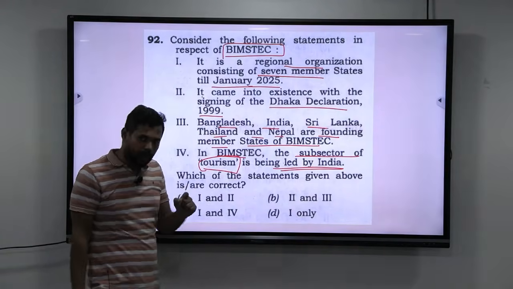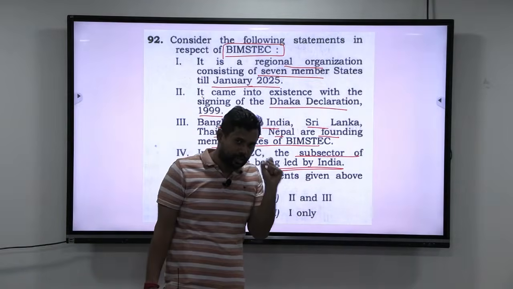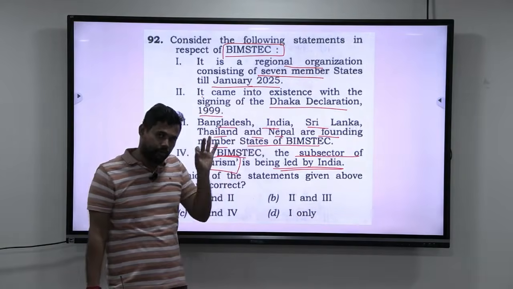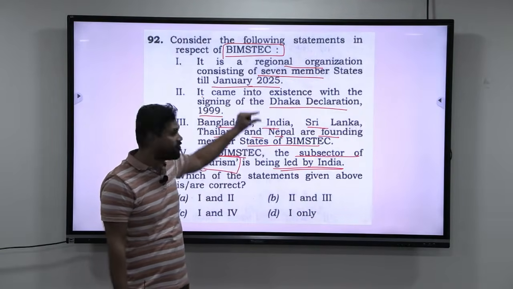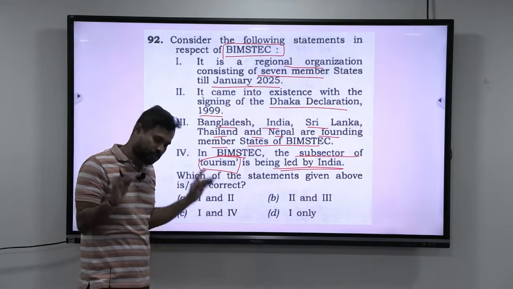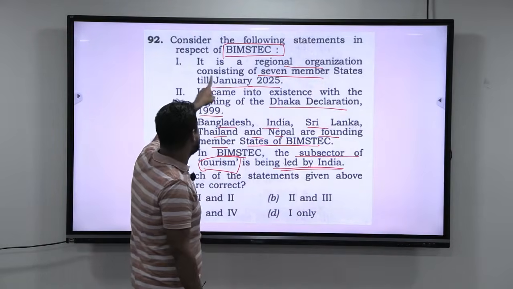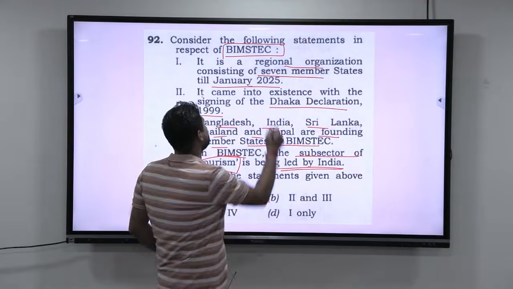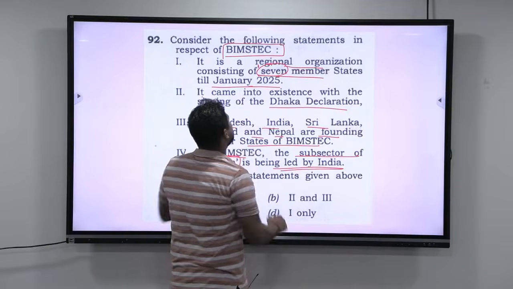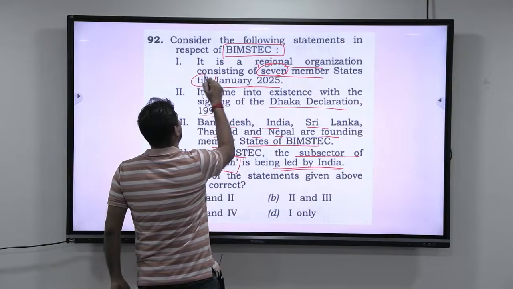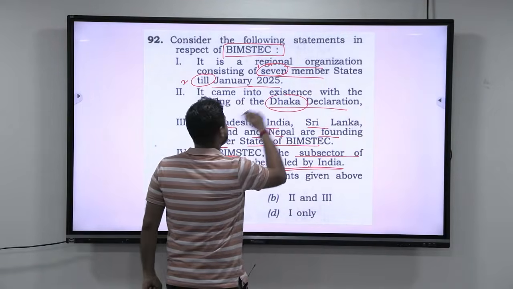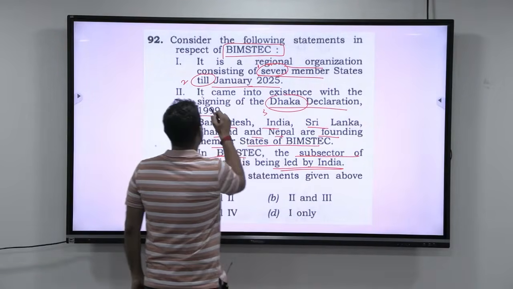Now I would consider this particular question to be difficult because there are a lot of variables. Provided that you know some specific fact that for sure is correct and hence that will help you eliminate the option and get the answer, that is good. But otherwise, look at this, it is a regional organization consisting of 7 members. That is the first variable. Till January 2025, this is the second variable. It came into existence with the signing of Dhaka Declaration. This is variable 3. 1999.